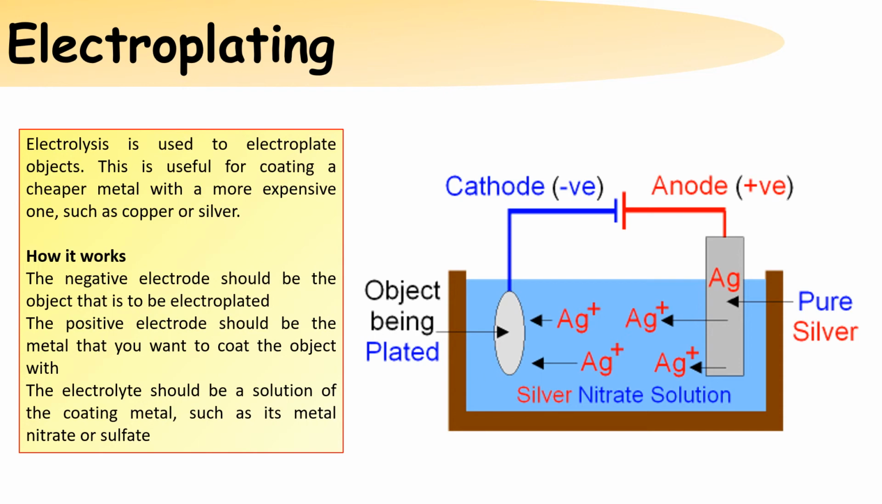In coating something with silver, the positive silver ions move through the silver nitrate solution towards the negative cathode, which is connected to what you want to coat. The positively charged silver ions gain an electron and form silver atoms, so they coat whatever's there.